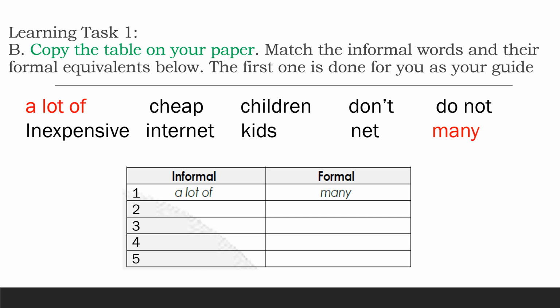So, same with this. Alin, ito bang cheap? Saan mo siya ilalagay? Is it informal or formal? And then, hahanapin mo kung alin ang kapartner niyan. Is it children, don't, do not, inexpensive, internet, kids, net? Okay? In short, ima-match mo lang ito ha. Alin daw ang informal language, alin ang formal language. And the missing words are 4. So 4 times 2, 8 words ang ating missing.